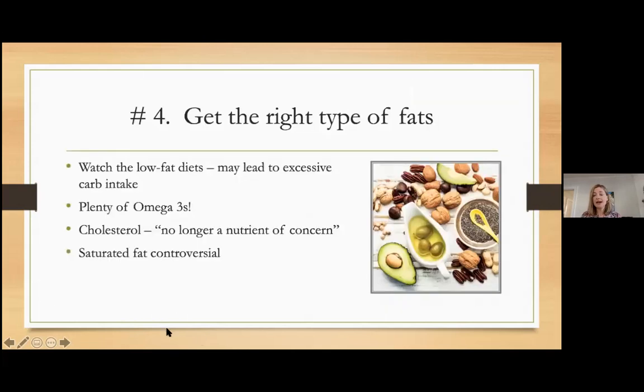So right type of fats, we want to get plenty of omega-3 fatty acids. So things like walnuts and fatty fish like salmon, herring, mackerel, sardines, all of these omega-3 fatty acids, what they do is they decrease inflammation. And the more we can decrease inflammation, the less damage that we're going to get to our blood vessels.